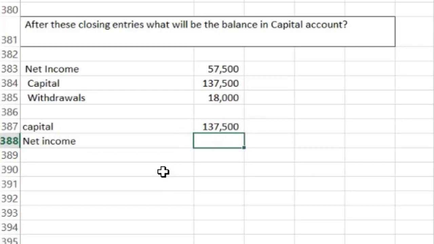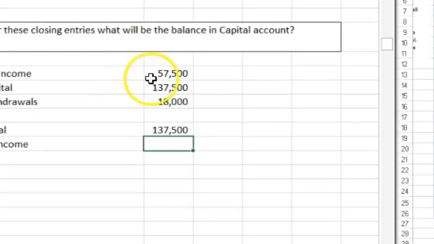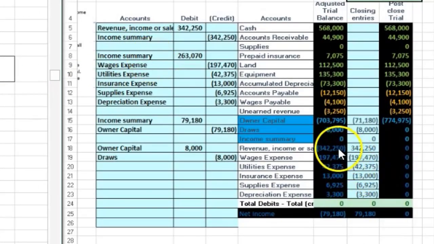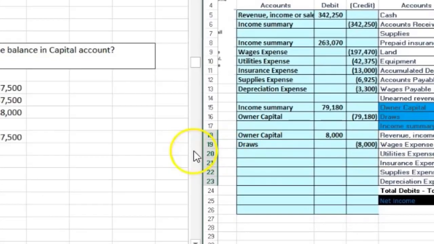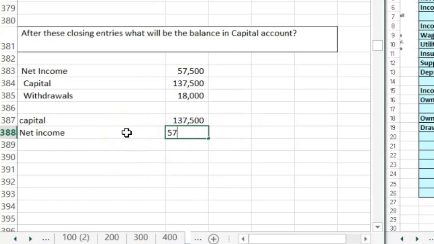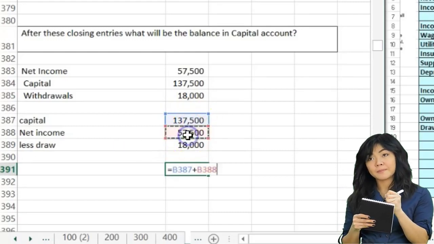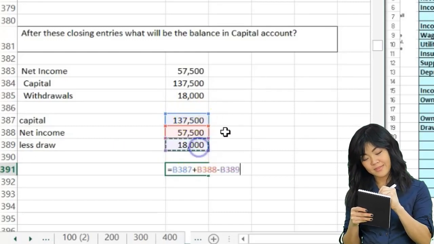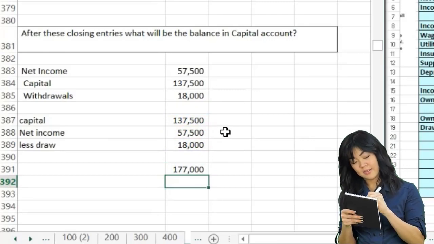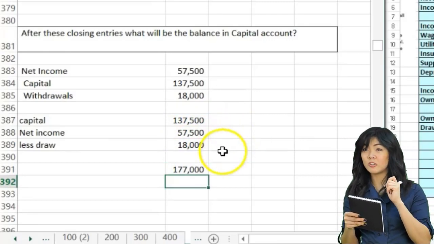And notice they threw us a bit of a curve here compared to the prior problem in that they just gave us net income. What's net income? Revenue minus expenses. So they gave it to us already. And that's the combination of these two journal entries. So that's revenue minus expenses that we usually close out to the income summary and then close out to capital. They're just going to give it to us here in one number, 57.5, and then we're going to say less draws or withdraws of 18,000. So we're going to say it's going to be the beginning capital plus the net income minus the withdraws, and that's going to give us the ending capital, in this case 177. So that's the ending capital balance.